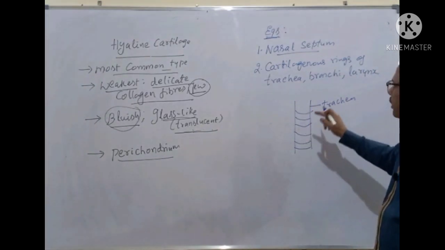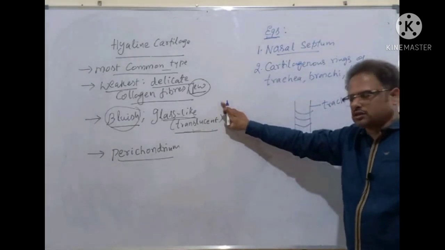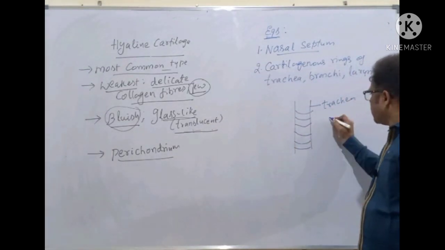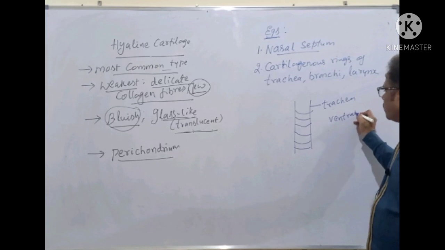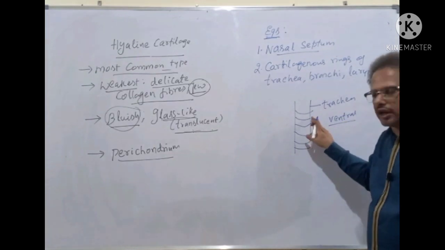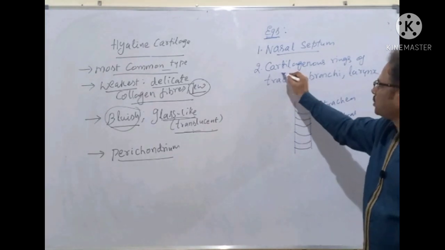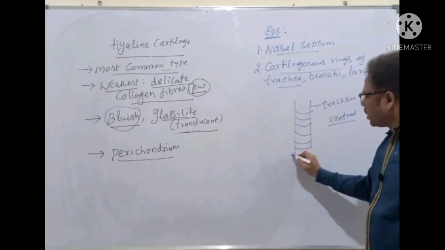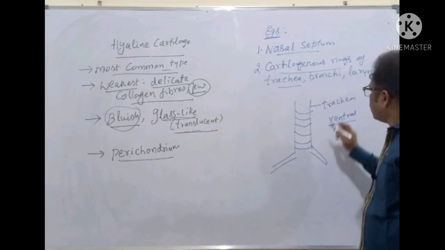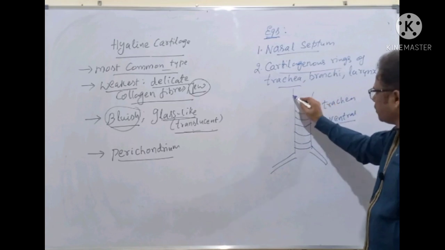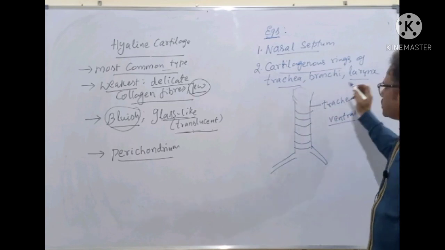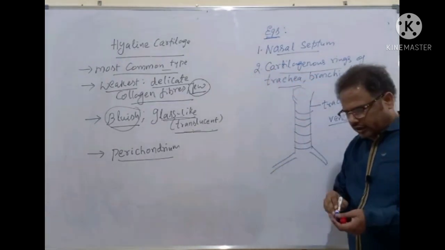These rings are made of the hyaline cartilage. They are present only towards the ventral side. Towards the dorsal side, these rings are absent. So the cartilaginous rings of trachea, bronchi, and also larynx. Here is a larynx present, voice box, isn't it? All these are made of the hyaline cartilage.